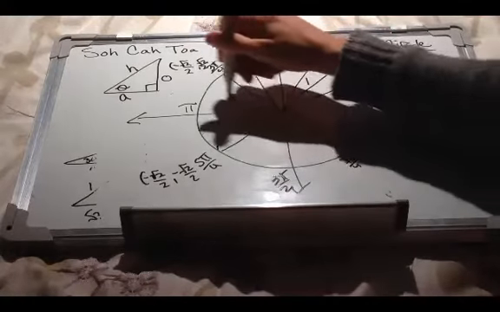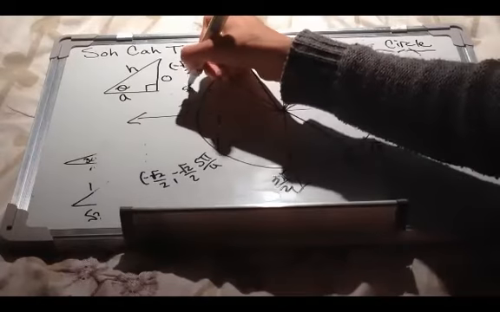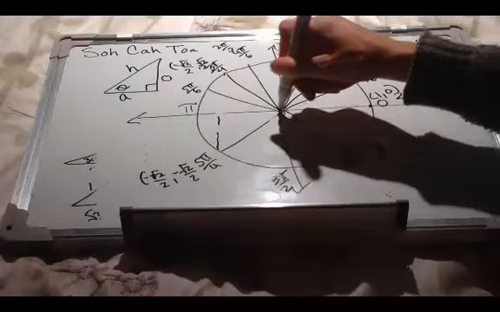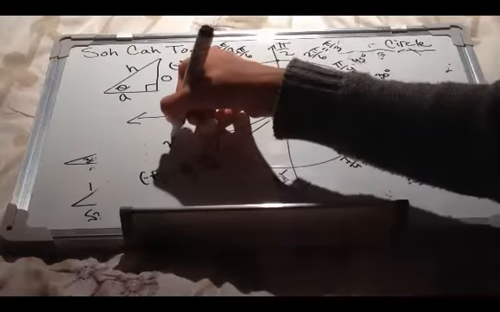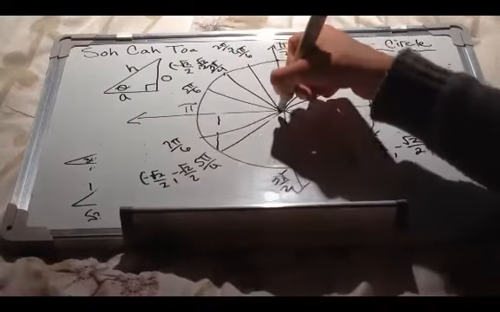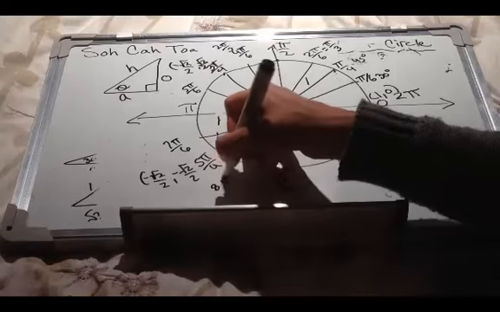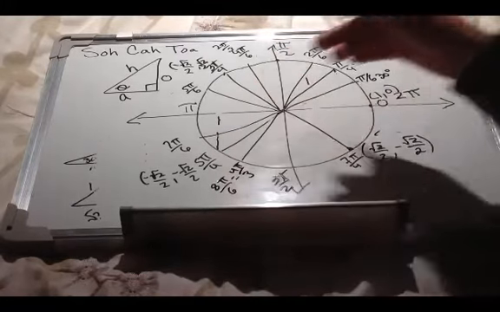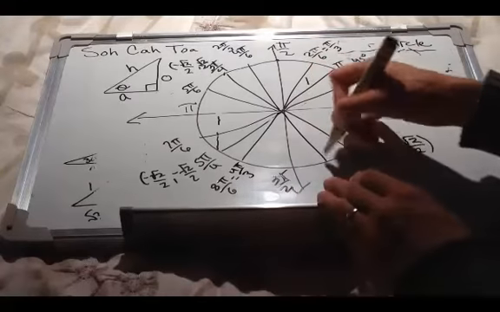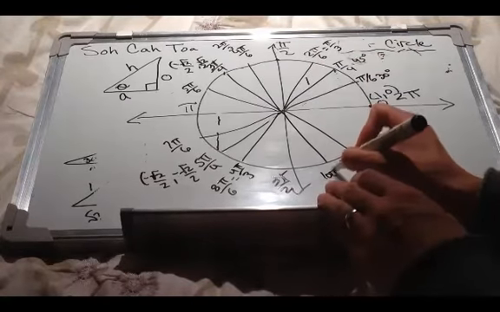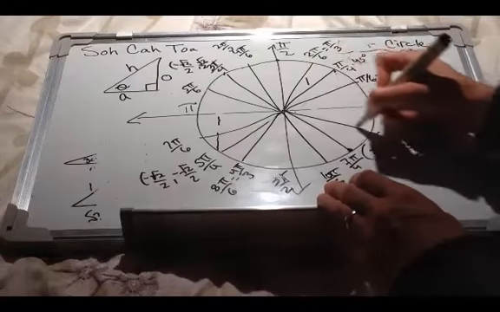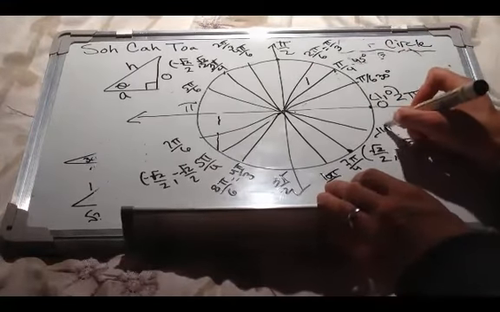5 pi over 6. 6 pi over 6. 7 pi over 6. 8 pi over 6, which is really just 4 pi over 3. 9 pi over 6. 10 pi over 6, which is 5 pi over 3. And 11 pi over 6.